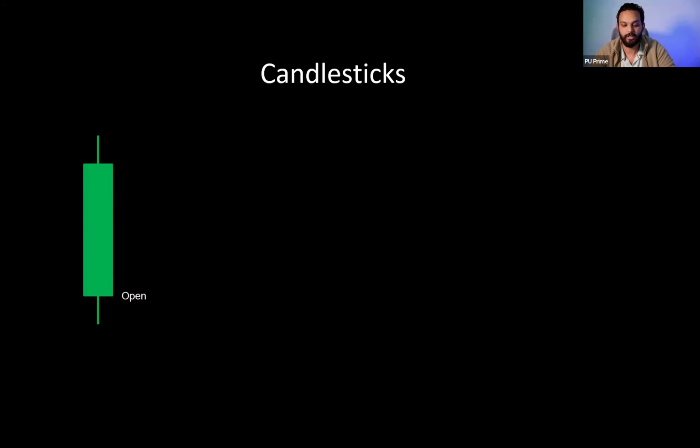So the candle here opened at this level, let's say at $100. And then the price continued to push higher, and the candle reached, for example, this level, let's say $120. This is the high. And then this is the close, let's say $110, and this is the lowest level of the candle, let's say $90, right? So this is the formation of the candle.